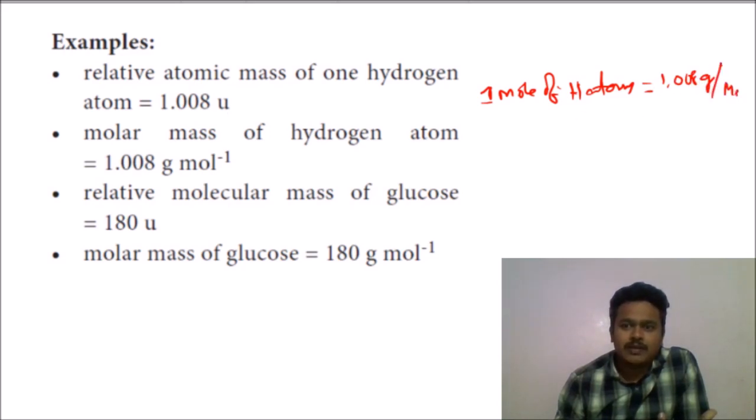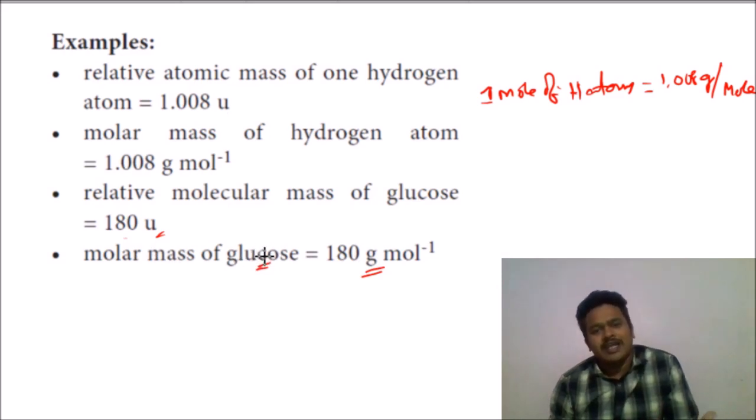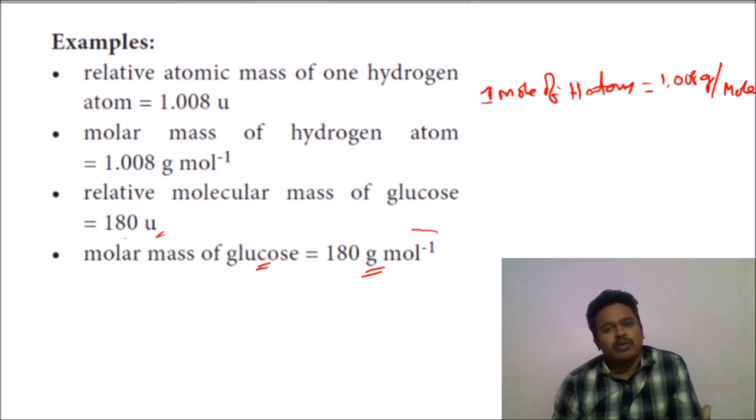Grams per mole, that is what. The relative molecular mass of glucose is 180 u, unified mass. Molar mass again means 180 grams per mole. When you express it in grams, glucose is a molecule, so you can say gram molecular mass. And the molar mass of glucose means you take 1 mole of glucose, and that mass per mole will be 180 grams.